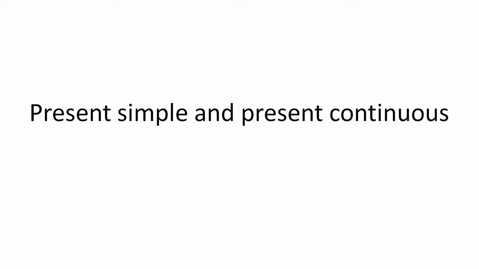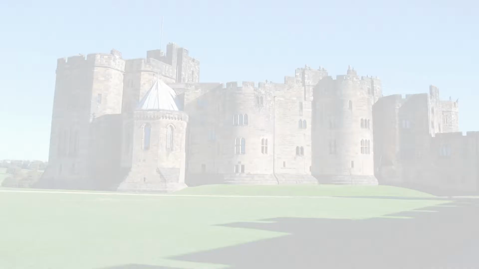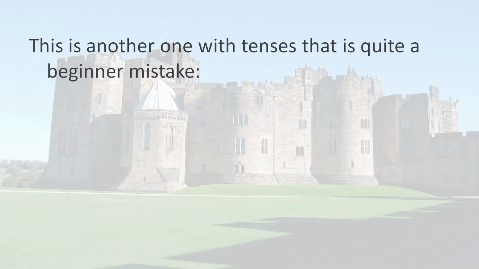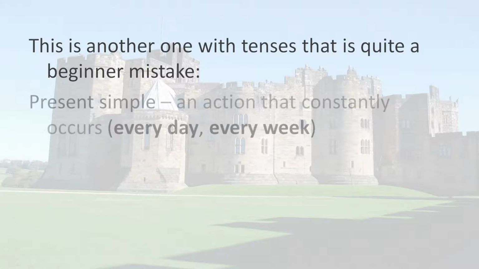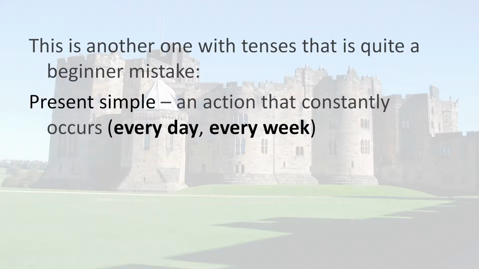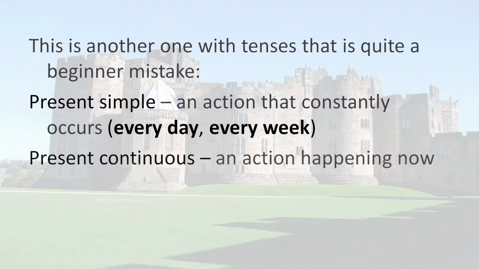Present simple and present continuous. This is another one with tenses that is quite a beginner mistake. Present simple, an action that constantly occurs, every day, every week. Present continuous, an action happening now.